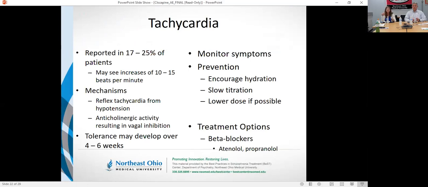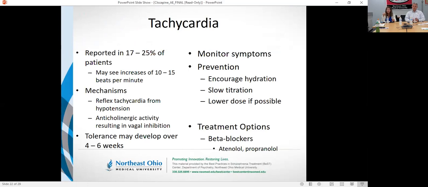In some patients, they may develop tolerance. So in some cases, we may just want to watch this, where they will have some tachycardia, but they adjust to it over the course of 4 to 6 weeks. So in some cases, we can monitor those symptoms. Encouraging hydration, making sure we're doing a slow titration, and maybe lowering the dose of clozapine and holding it there may assist with the development of tolerance.